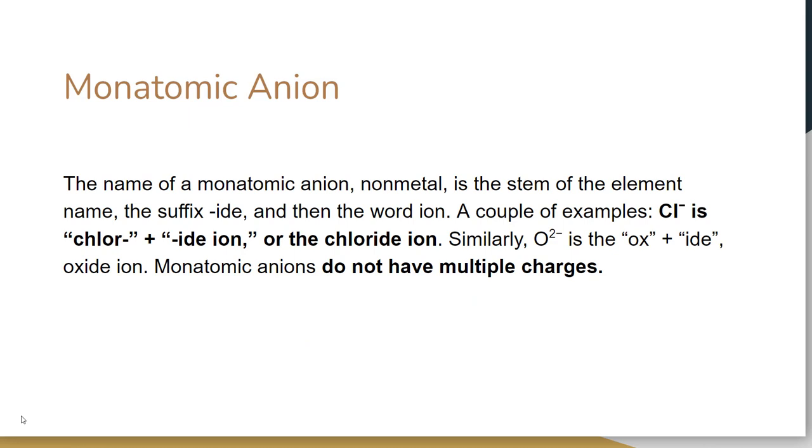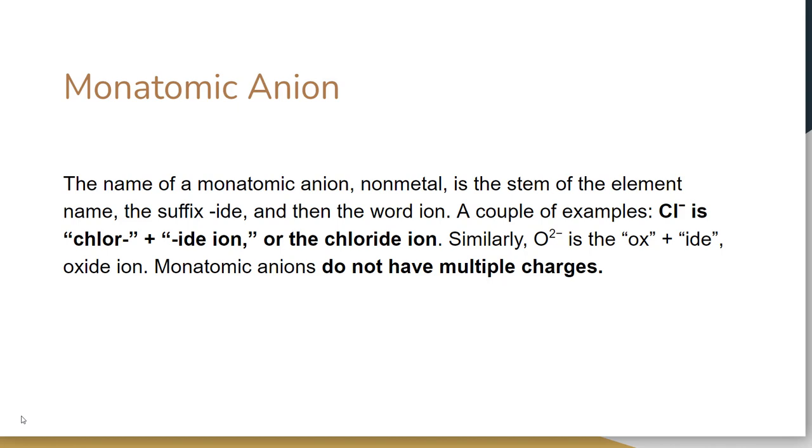Monatomic anions, or the negative ions, take the stem of the element and then the suffix -ide. So you get a couple of examples. Chlorine would be the chloride ion. Another example, oxygen would be oxide.